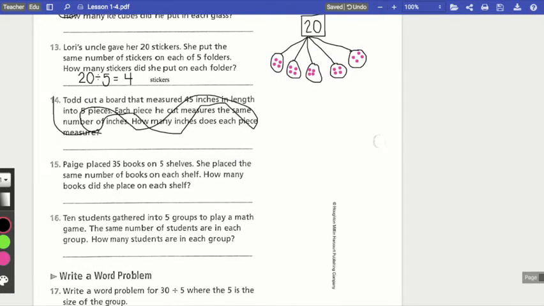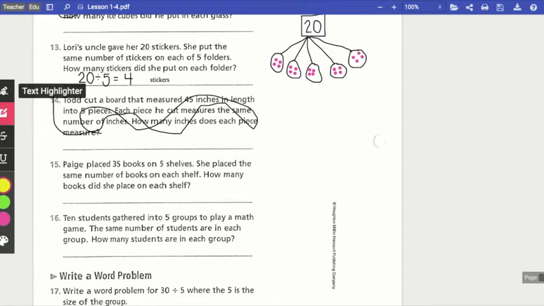So number 15. Paige placed 35 books on 5 shelves. She placed the same number of books on each shelf. How many books did she place on each shelf? Let's go ahead and read it again together, and this time we're going to make sure that we mark up any of those special key information. Okay?